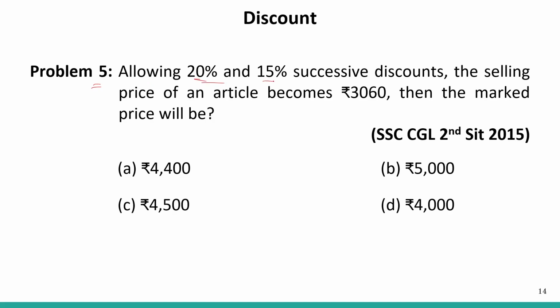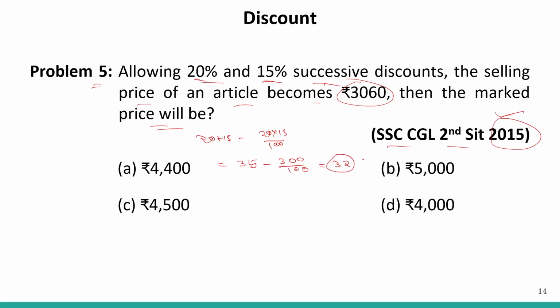Allowing 20% and 15% successive discounts, the selling price of an article becomes 3060, right? So then the mark price will be what? Is it 4400, 5000, 4500 or 4000? This question appeared in the SSC CGL second sitting 2015 paper. So 20% and 15% successive discounts, its equivalent discount will be 20 plus 15 minus 20 into 15 by 100. So this will be 35 minus 300 by 100, so this will be 32. So 32% is the equivalent percentage of these two successive discounts.